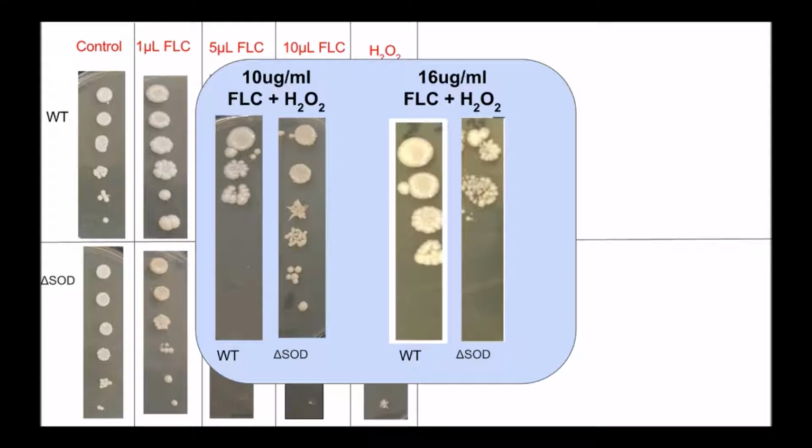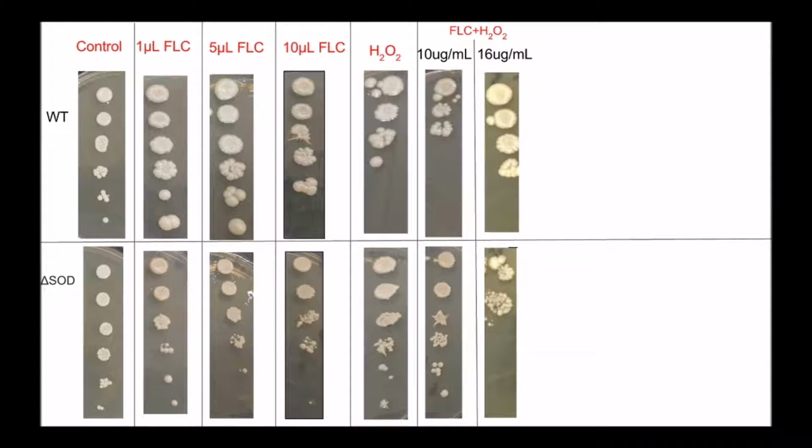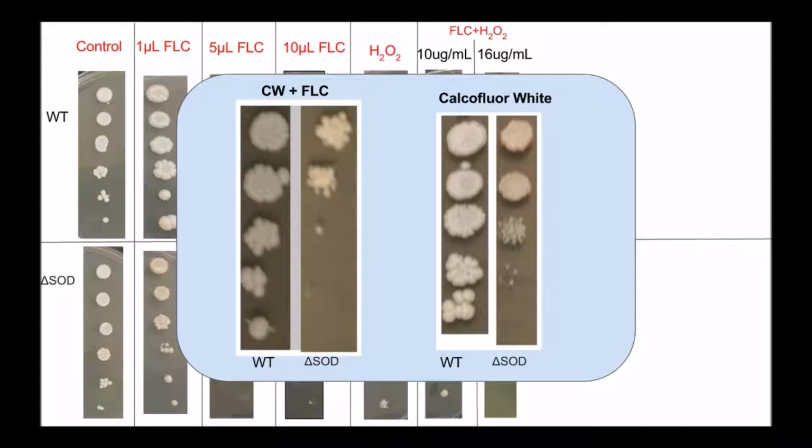Now we're going to put these two together. We tested two different concentrations of fluconazole, 10 micrograms per milliliter and 16 micrograms per milliliter. As you can see, the higher concentration of fluconazole severely disrupted growth. But what about calcofluor white? We can see that calcofluor white was as effective as the fluconazole on the SOD knockout, however seemed to have minimal effect on the wild type.